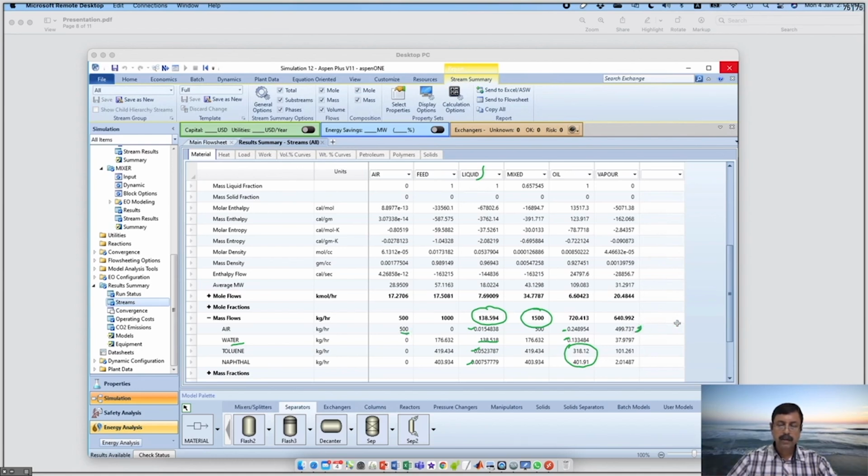And mostly water and toluene, they will go into the vapor phase. Naphthalene mostly will remain in oil or to some extent vapor phase. Okay. So that's the expected result that we get out of flash 3.